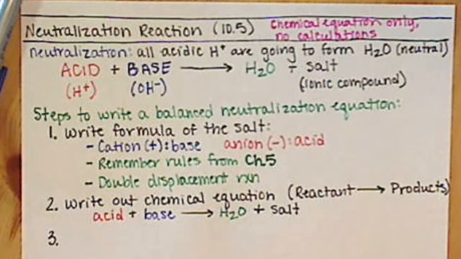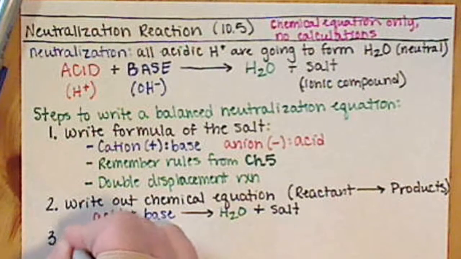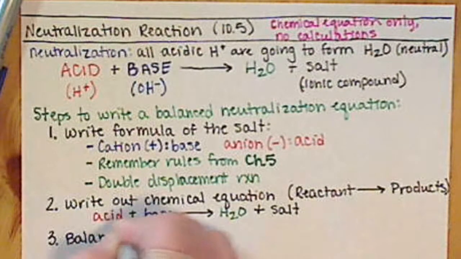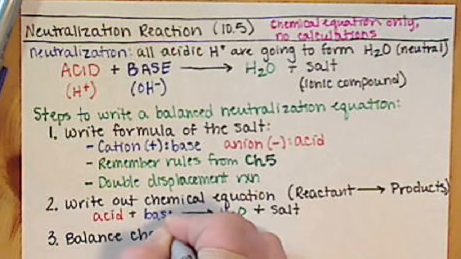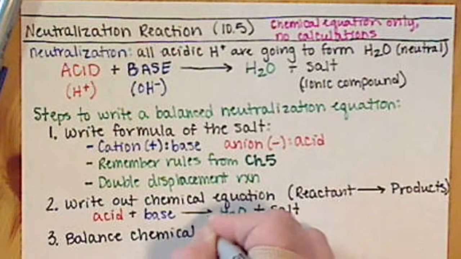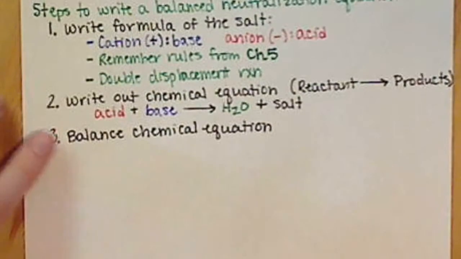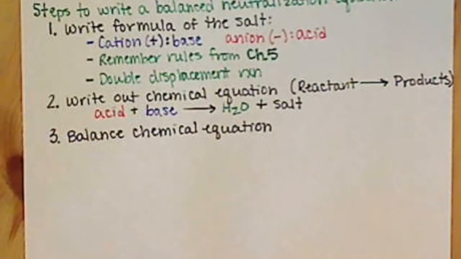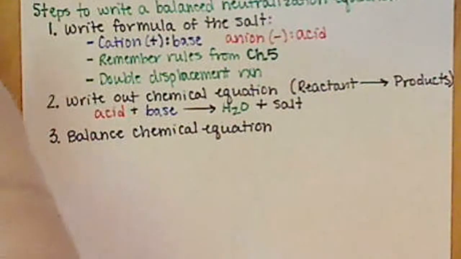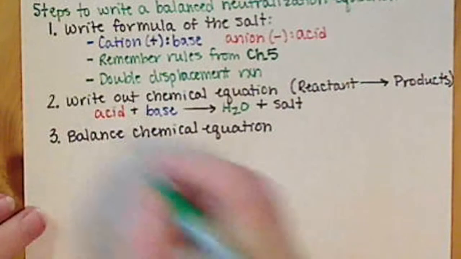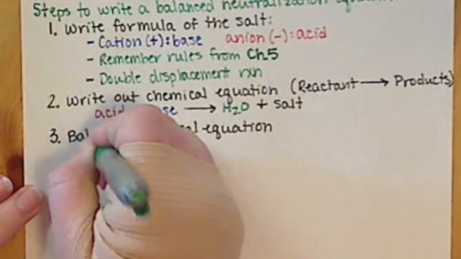Step 3 is you're going to balance the chemical equation. And here really is the specific area that I differ from the book, and I would suggest you assign a 1 to the salt.